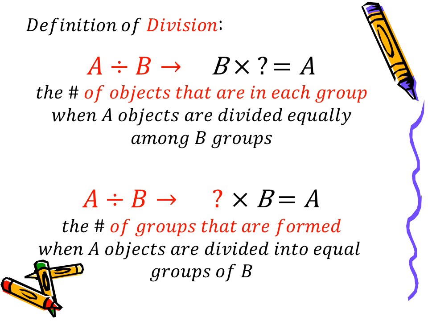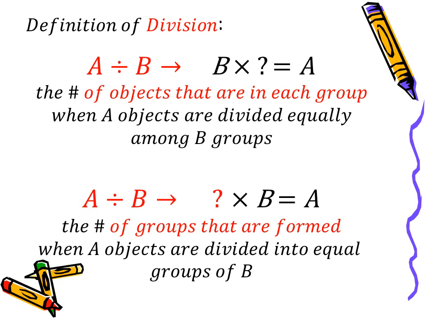The number of objects that are in each group when A objects are divided equally among B groups. So that means I know the number of groups, which is B times some unknown. I don't know the amount in each group. So that would fit a context where I'm trying to find how much each group would receive.